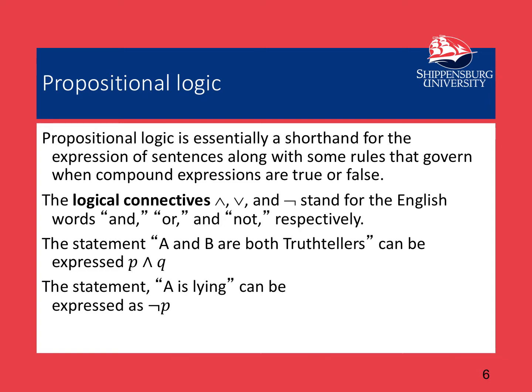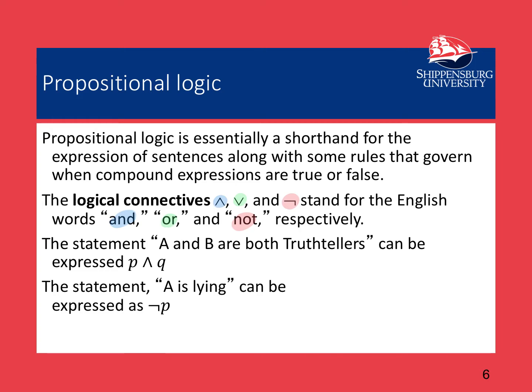The connectives we're going to use to be able to put these small statements together into more complicated statements are and, not, and or. So we'll use this symbol for the word and, we'll use this symbol for the word or, and we'll use this symbol for the word not.